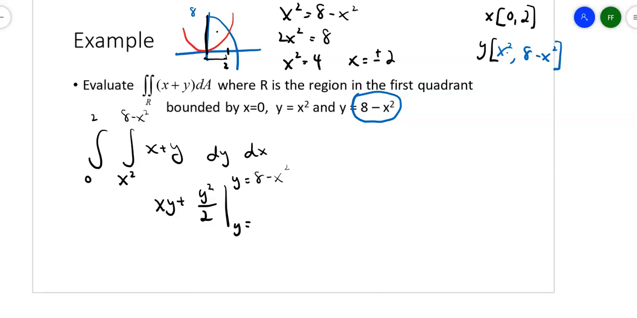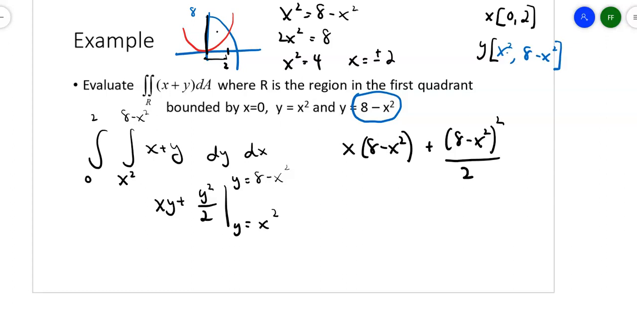And y equals x squared. So you're going to replace the y's in here with 8 minus x squared. 8 minus x squared, plus y squared over 2. So 8 minus x squared, squared, over 2. Okay, that's the upper limit of integration.